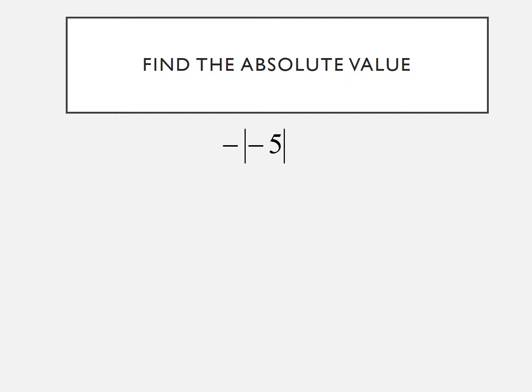Furthermore, the opposite of the absolute value of -5 would also be -5. Since the absolute value of -5, meaning how many steps away from 0 we are, would be 5, then the opposite of that would also be -5. So keep in mind that the opposite of the absolute value of negative 5 is negative 5.